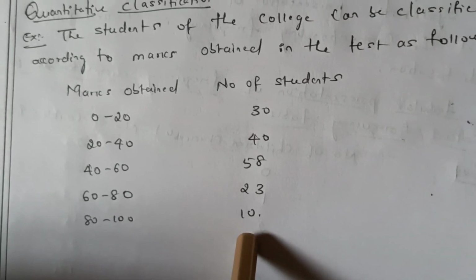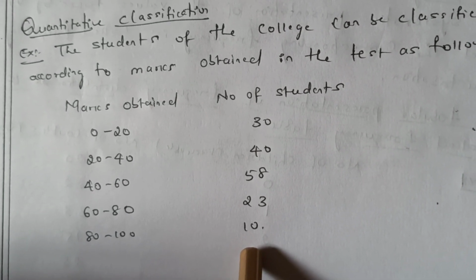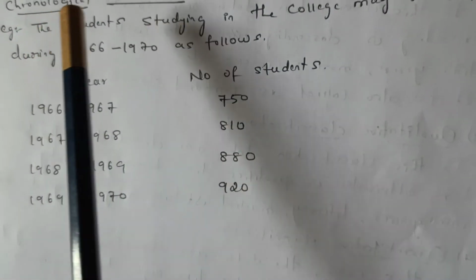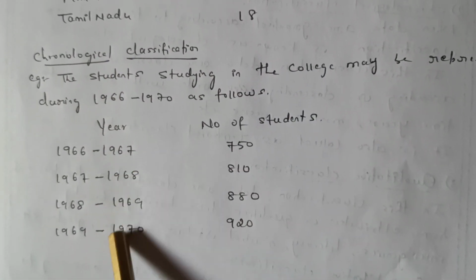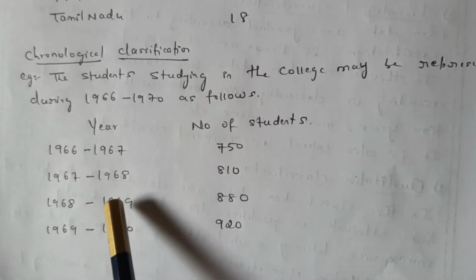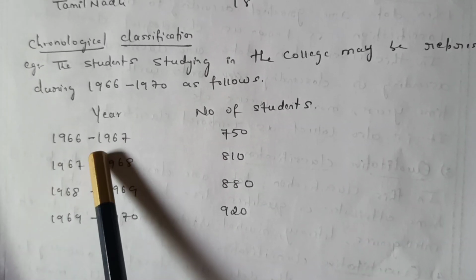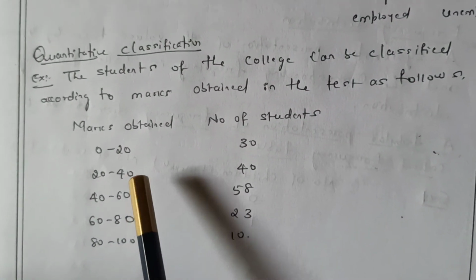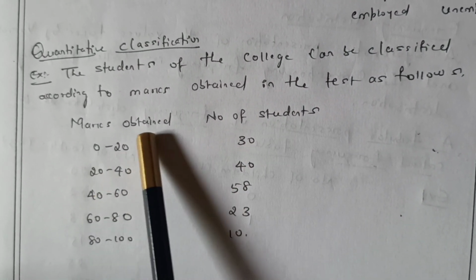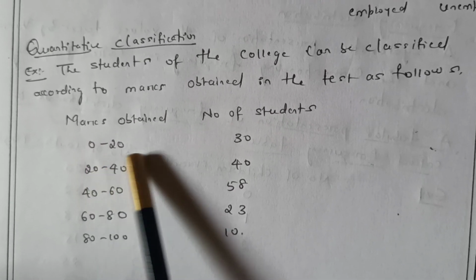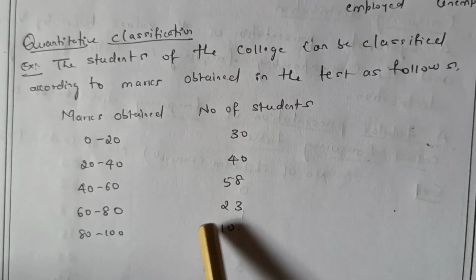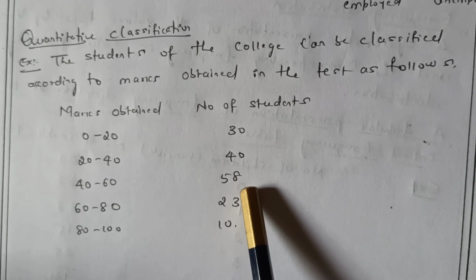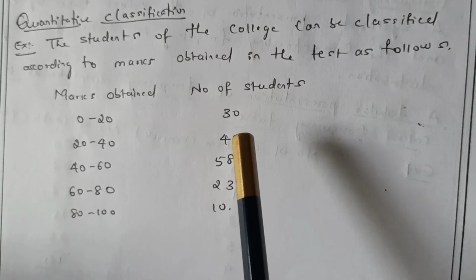So you can see here, in the previous example, that is in chronological classification, they classified according to the time. From this year to this year we have these many students. But in this example, the number of students who have scored marks between 0 to 20 or 20 to 40 is given by these many students. So this is not depending upon the time, it's just a quantity.